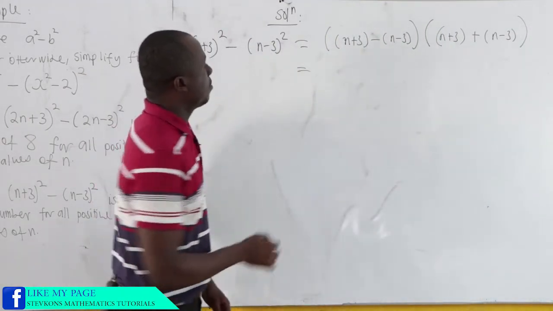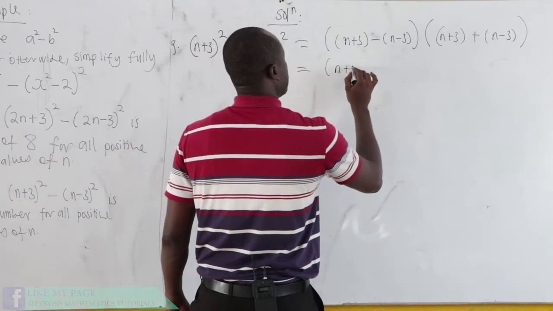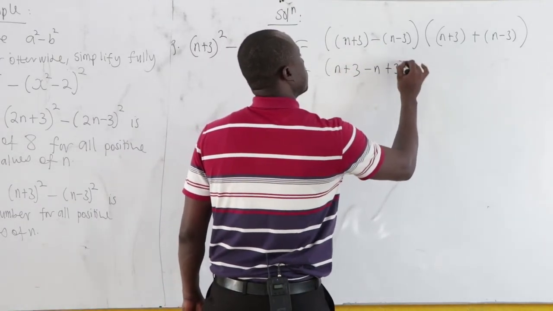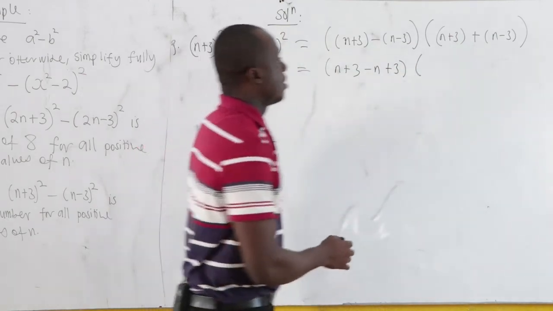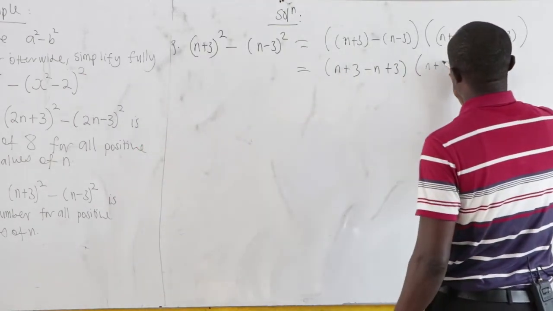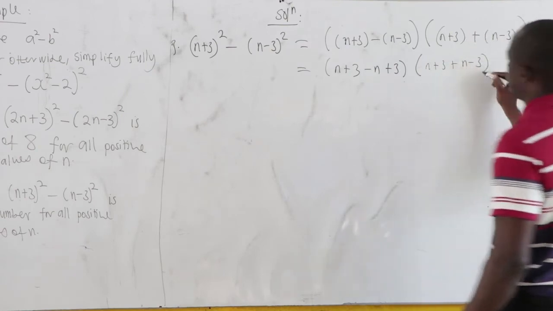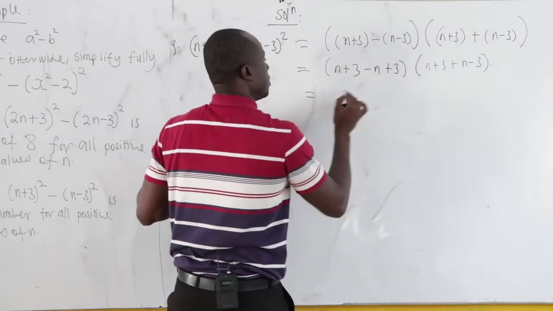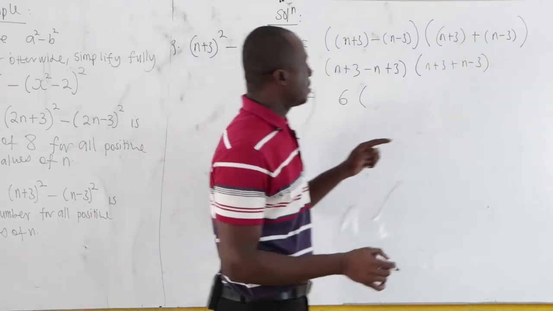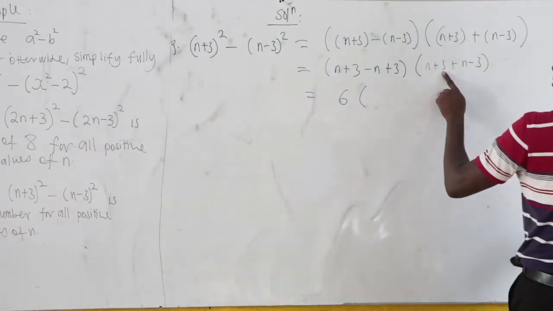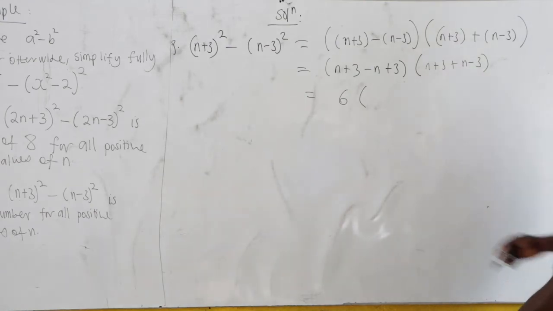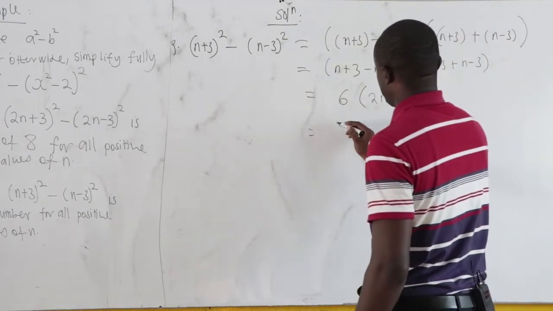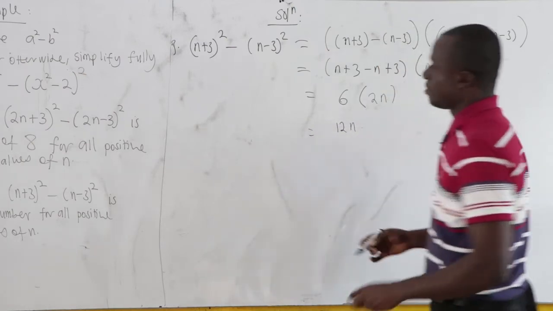Now from here, what can we see? We have n plus 3. This time that's negative and negative, positive 3. And then here we have n plus 3 plus n minus 3. Now what can we see? This and this will cancel. 3 plus 3, that is 6. Now let's see here. This and this will cancel. n plus n, that is 2n. 6 times 2n, that is 12n.